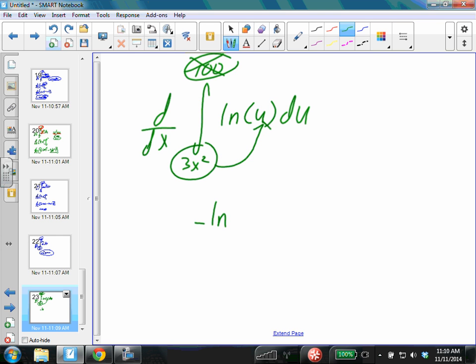So this is the natural log of 3x squared. But then, according to the chain rule, when we go to take that derivative, we're going to have to do what? Multiply by the derivative of the inside, and we know that the 3x squared is going to be the inside because that's what we're putting in there, right? So what's the derivative of the inside going to be? 6x.